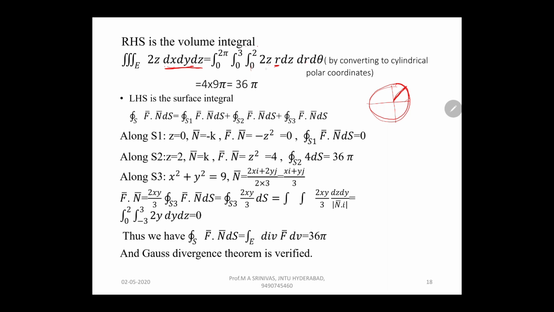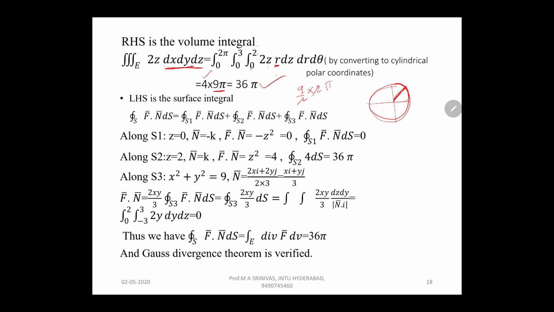Now, if I integrate with respect to z, this is z square by 2, and the 2 and 2 get cancelled. Z square will be there. If I substitute the limits, I'll get 4. And what is the integral for r? The r integral is r square by 2. If I substitute the limits, r square is 9 by 2, into d theta, theta is 2 pi. So 2 and 2 get cancelled, therefore 9 pi will remain. 9 pi into 4, that is 36 pi. That is the right hand side.